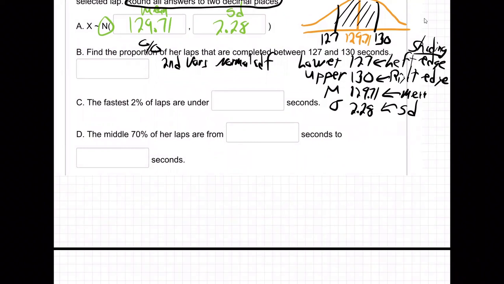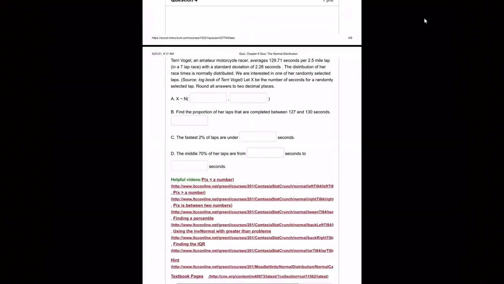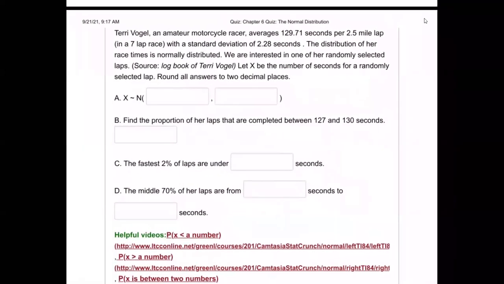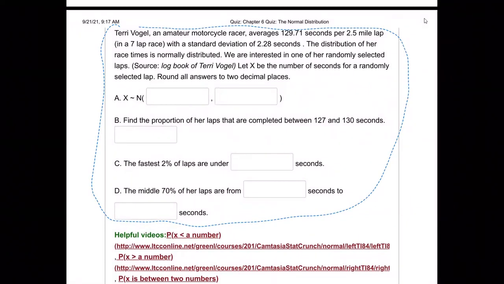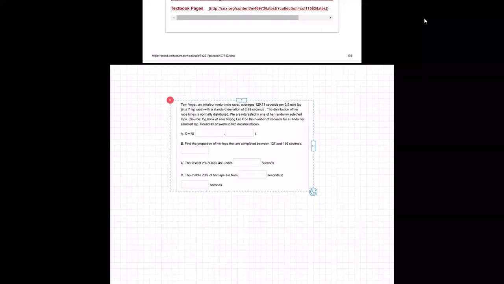Quiz chapter 6. Here we go. All right, we've got a fresh, snappy one. Awesome. Grab it, move it down, and it won't hold me back anymore. I'm starting to lag my writing. Oh, come on. Here we go.